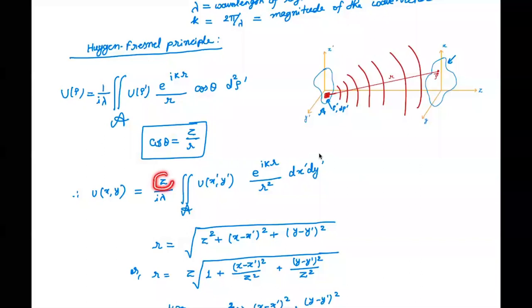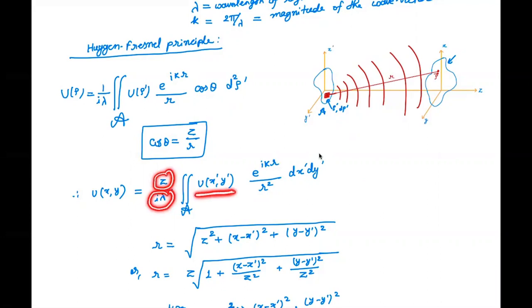So I have a z out here, and 1 over i lambda there. U rho prime I'm writing as u x prime y prime. e to the i k r for now remains e to the i k r. R is now R squared, because the z went there, and this R multiplied with the existing R gives me R squared. And this area element I'm writing as dx prime dy prime. This integration is understood to be over the area of the aperture or object. So this is the form of the Huygens-Fresnel diffraction integral.